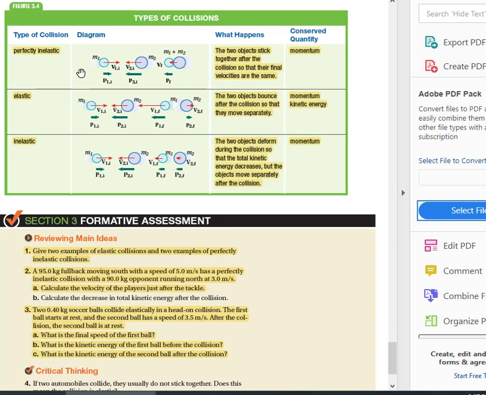Any kind of collision that is not perfectly inelastic or elastic goes under a third category, which is called inelastic collision. The difference between the first and the last one here, according to the name, is perfectly inelastic, while the third one is just inelastic. Here it involves the sticking of the two objects in collision, while in here they don't actually stick, but their kinetic energy is not conserved in the collision.